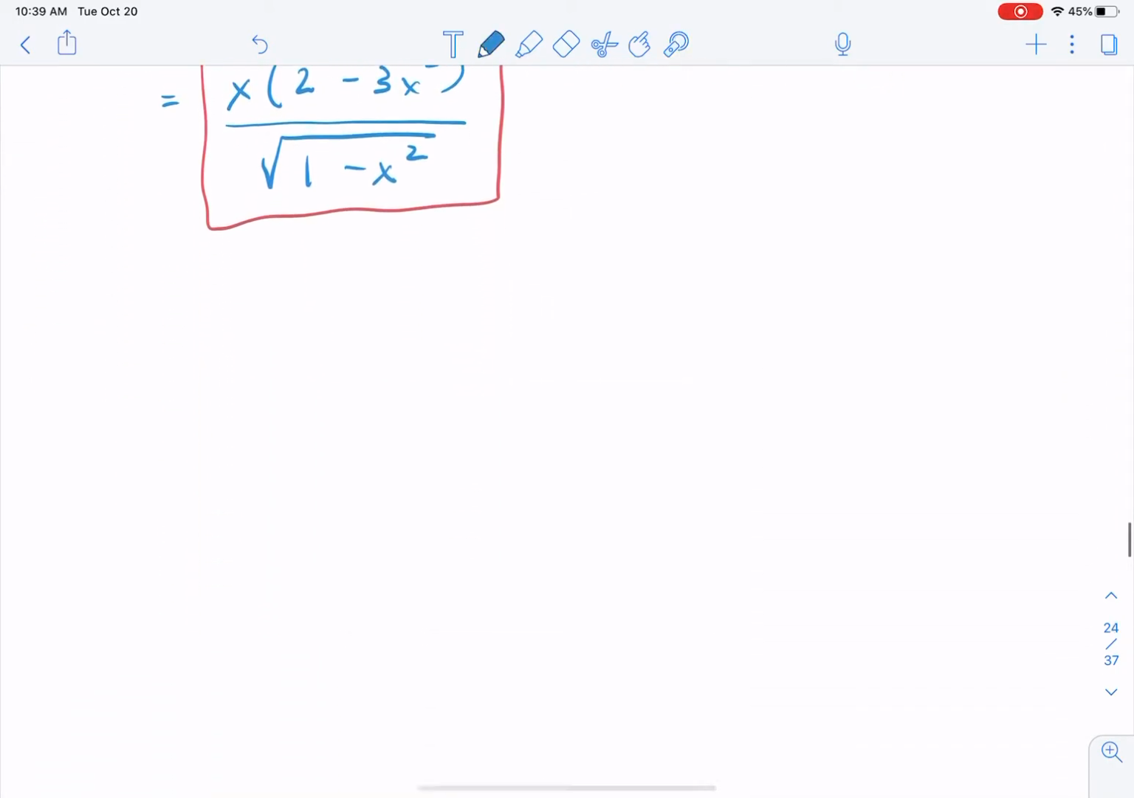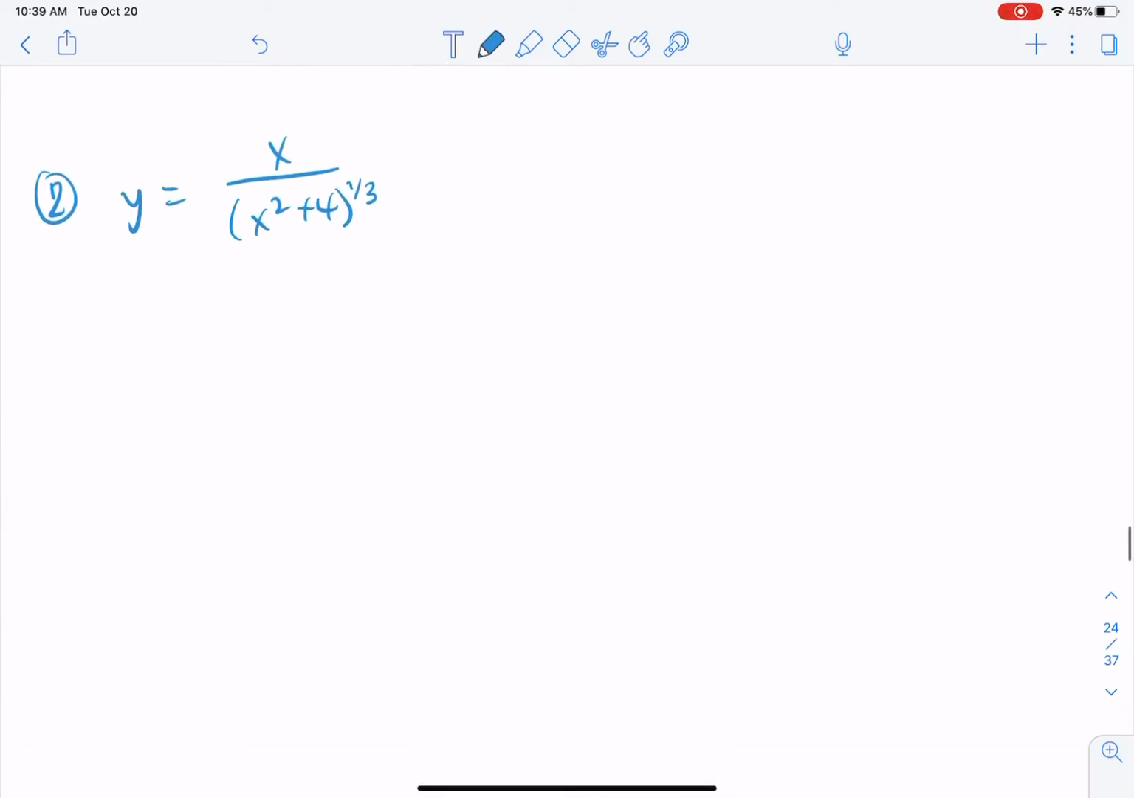Okay, once again, on number 2, it was y is equal to x over x squared plus 4 to the 1/3 power. I'm pretty sure. Okay, let's take its derivative using the quotient rule. Y prime is equal to the derivative of the top, which is 1, times the bottom, x squared plus 4 to the 1/3 power, minus the top, x, times the derivative of the bottom. And here's where the chain rule is going to come in.